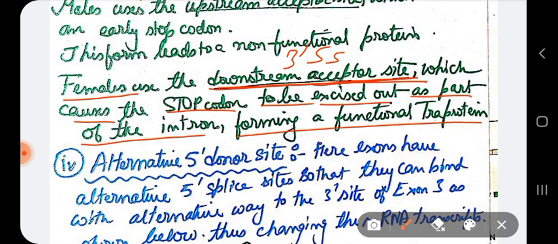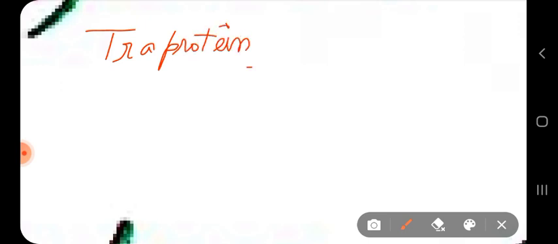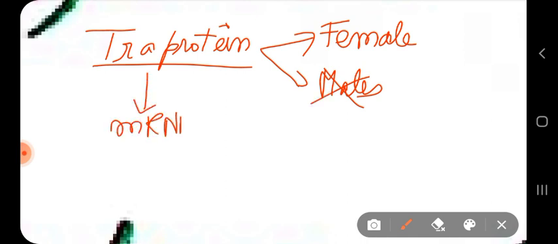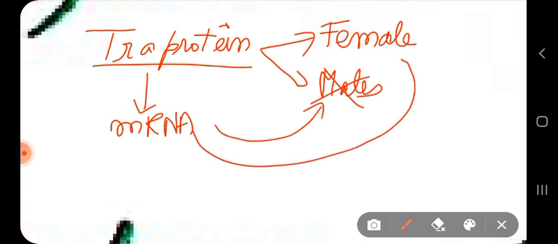So with the help of a diagram, maybe I can explain to you. Okay, so here it is saying that there is a protein called tra protein. Tra protein is what? Transformer activating protein. Now this tra protein is found in females. It is not found in males. Males do not code for this protein, but the mRNA from where we get the tra protein is found in both males and females.